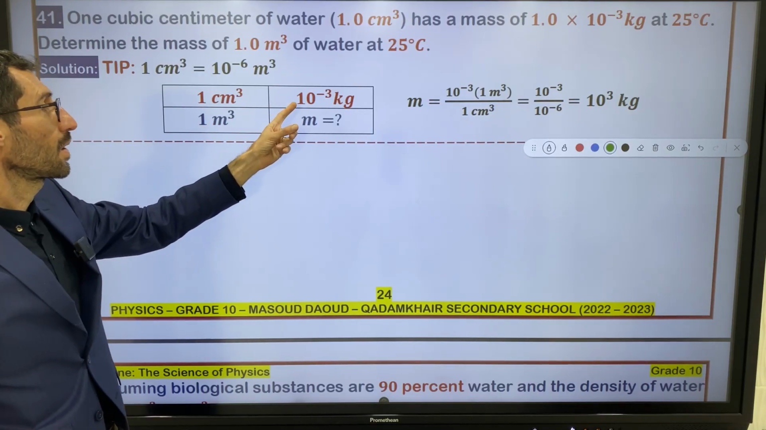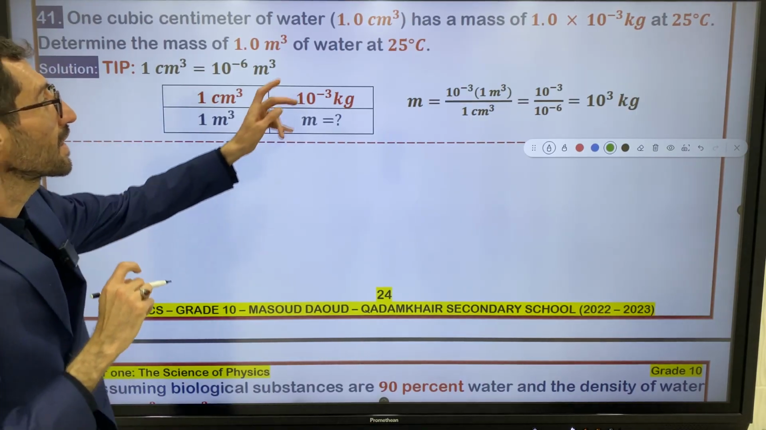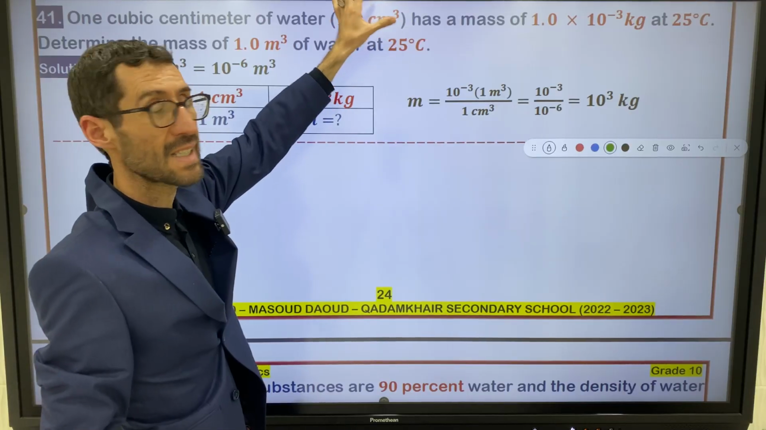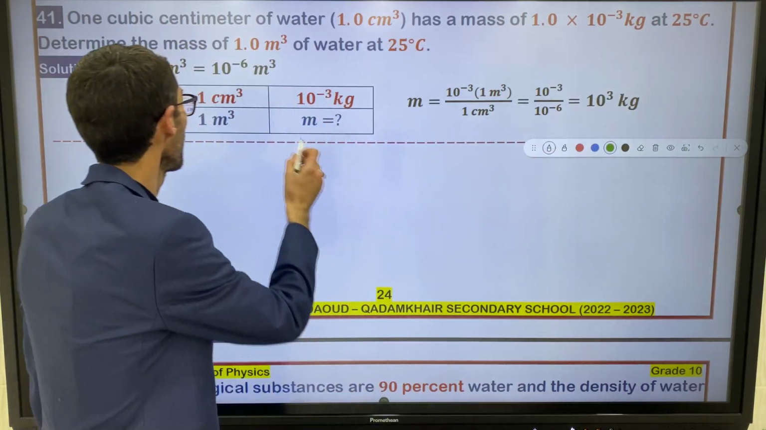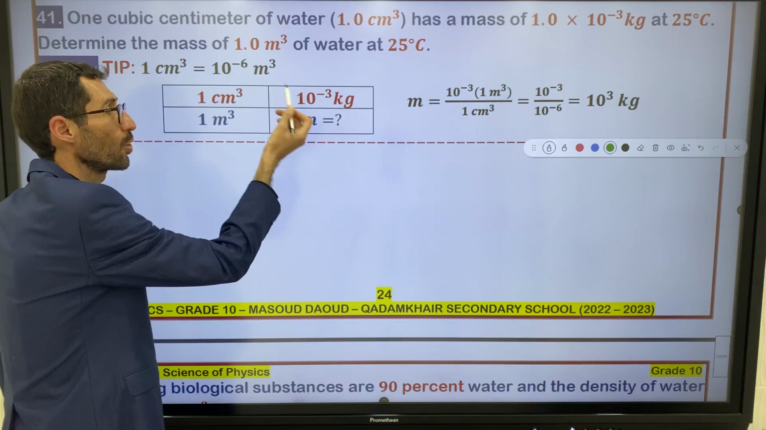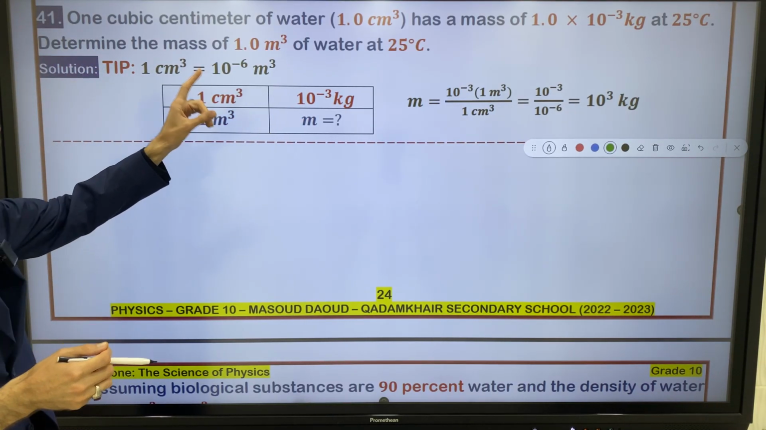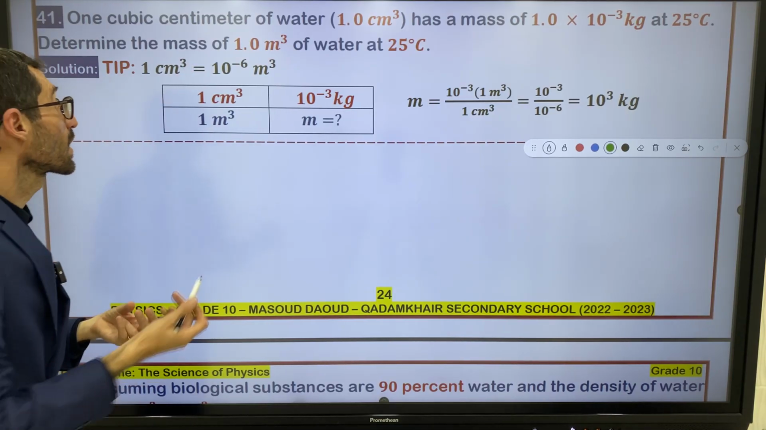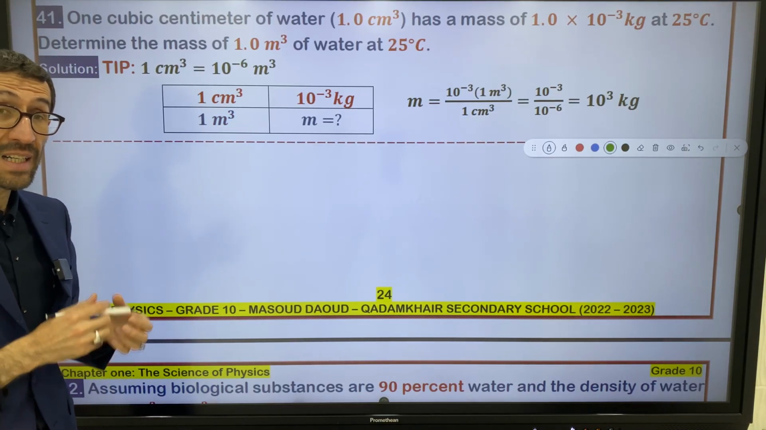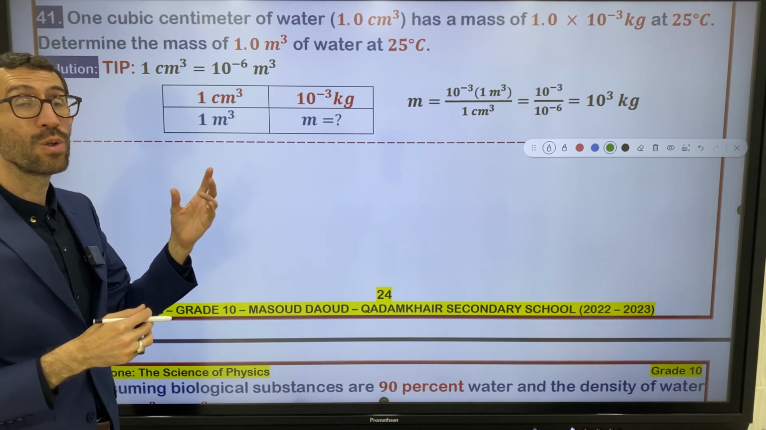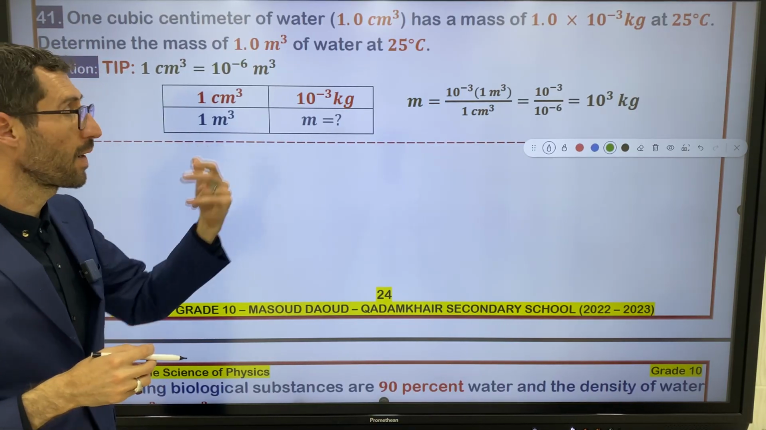1 cubic centimeter versus what? Versus 10 to the power negative 3 kilogram, because it says 1 cubic centimeter has a mass of 10 to the power negative 3 kilogram. So right now, what's the question? It says determine the mass of 1 cubic meter. You know the mass of 1 cubic centimeter, and now you look for the mass of 1 cubic meter. Just by cross multiplying, you can find the answer.